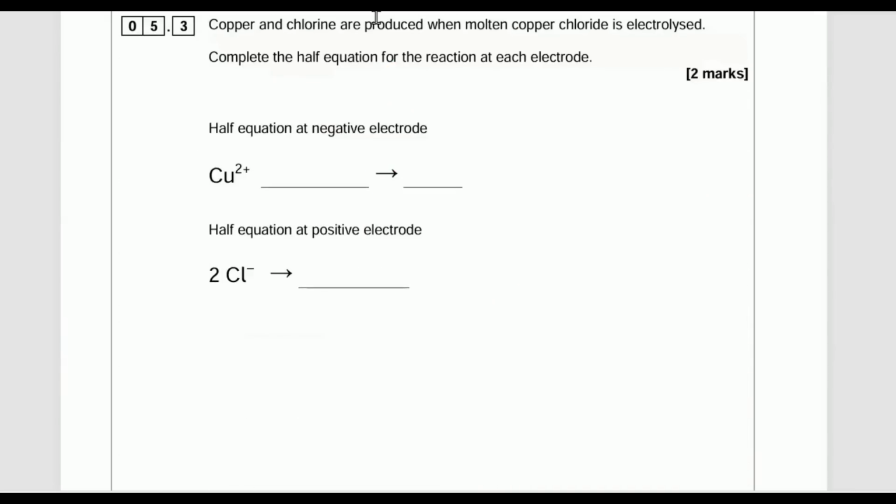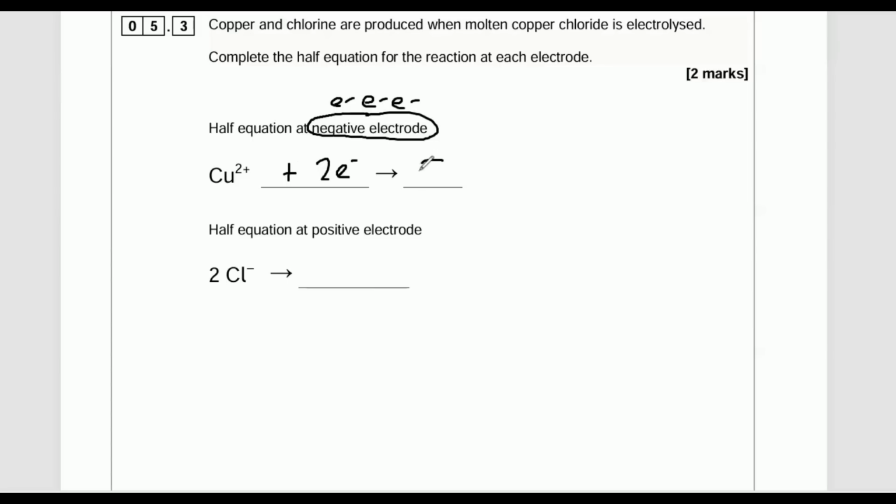Right, copper and chlorine are produced when molten copper chloride is electrolysed. Complete the half equation at each electrode. Half equation at the negative electrode. So the negative electrode is where positive things like metals go. Metals always go to the negative electrode. And something always happens at the negative electrode. Because it's negative, it contains loads of electrons. So these bad boys are going to pick up some electrons. How many, you say? Well, that's 2 plus, so it's going to pick up 2 electrons.